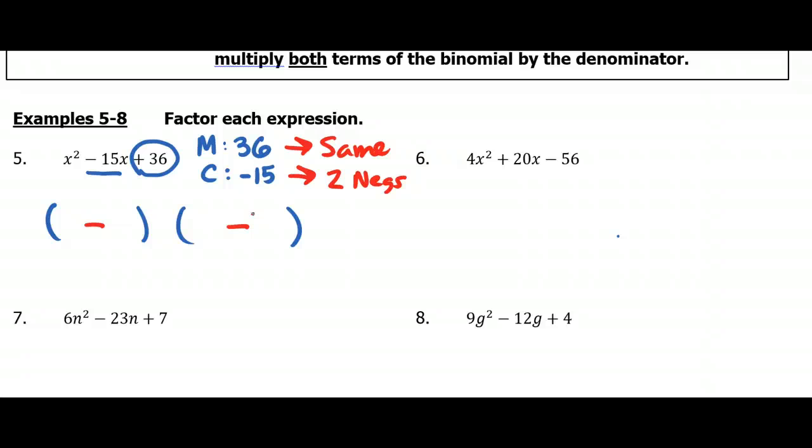And hopefully you came up with 12 and 3, should I say negative 12 and negative 3. Negative 12 times negative 3 is 36, and then negative 12 minus 3 is negative 15. So that means that this trinomial here factors into x minus 12 times the quantity x minus 3.